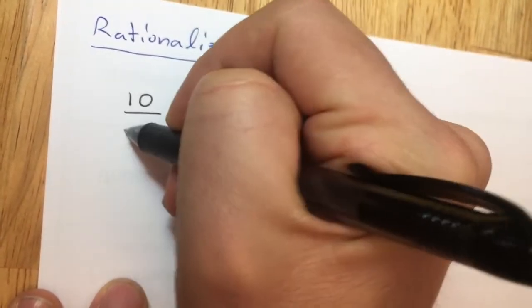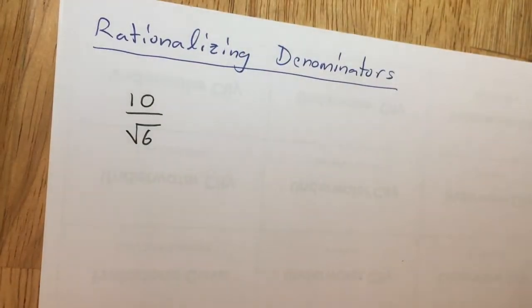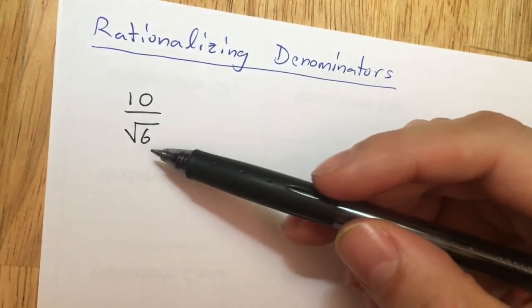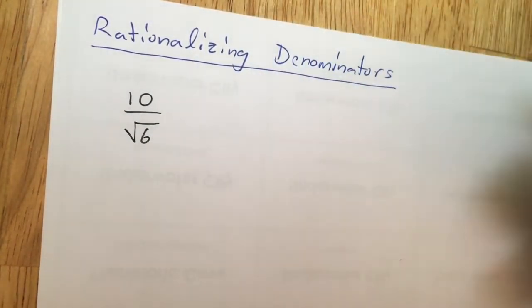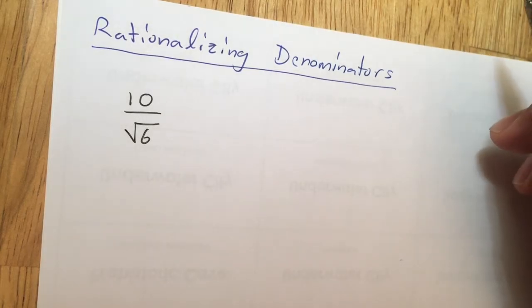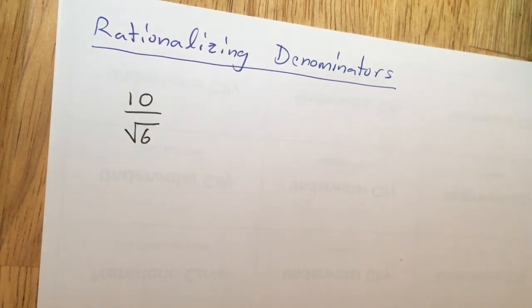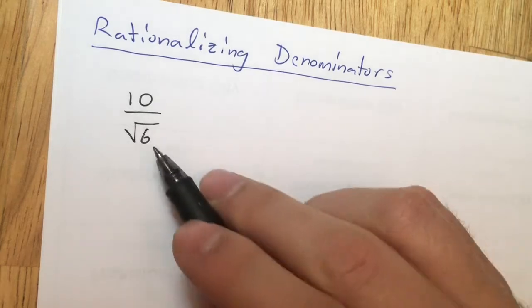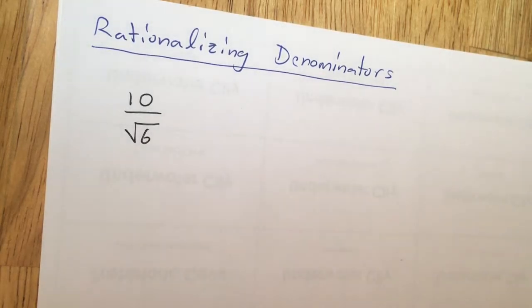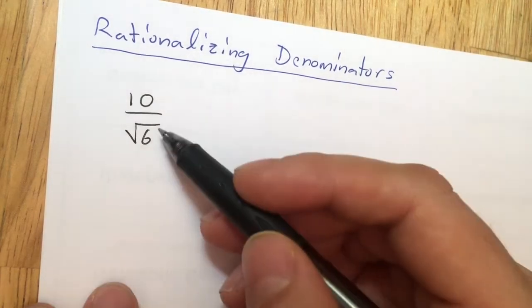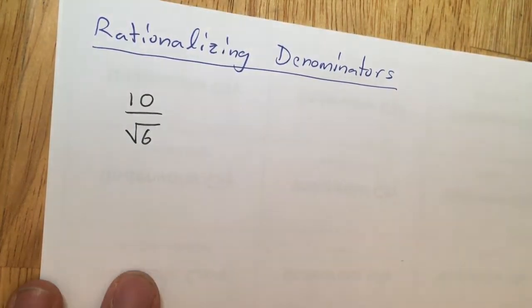Let's look at 10 over the square root of 6. Square root of 6 is not a rational number. What's a rational number? A rational number is a number that can be expressed as a fraction of two integers. Well, you can't do that with root 6. It's not possible to do that. So what we want to do is rewrite it in a way that it is a rational number.